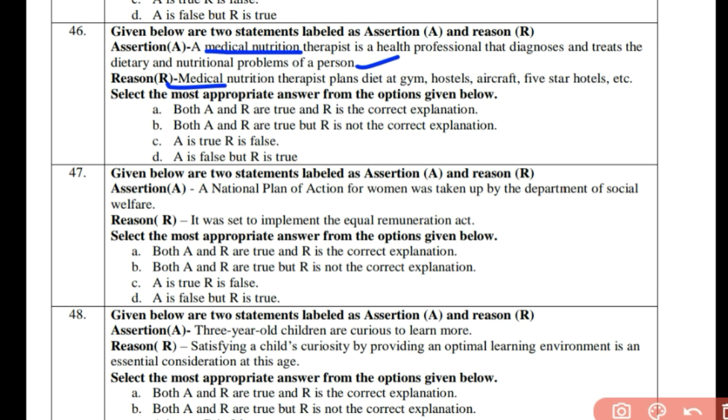So A is true, but R is false. So the option for question number 46 is C. That A is true, but R is false.